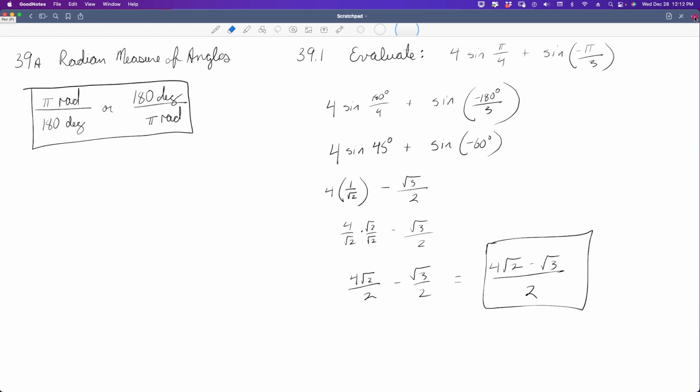I'm just going to clear the page, so that'll be faster. All right, 39.2. So here we're going to evaluate the sine of 13 pi over 4 plus 3 times the cosine of negative 5 pi over 3.